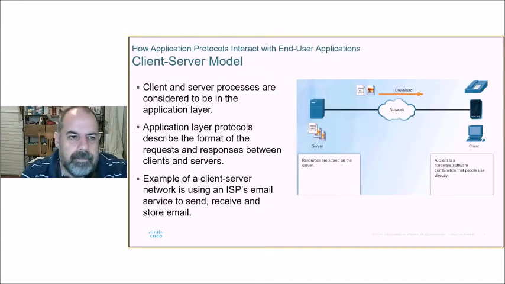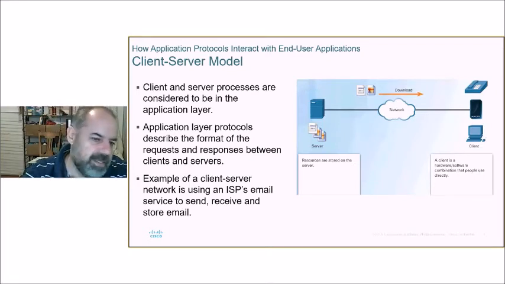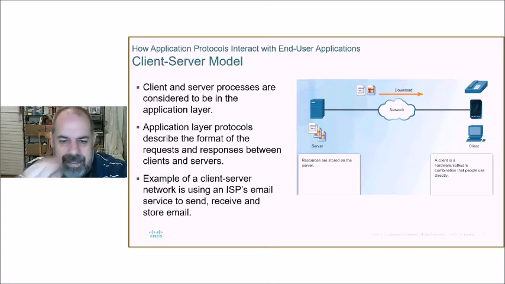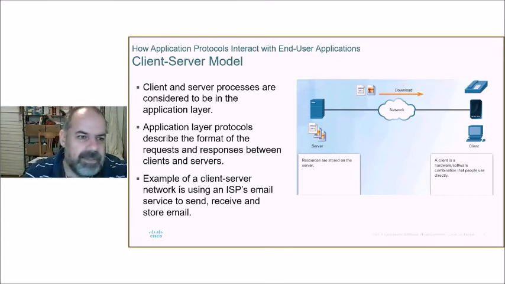Most of these connections we're talking about are client-server processes, and so you need to have this matched set. If you've got a web browser on your host, you need to connect to a web server on the server, and that's how you interact with the data that they want to move. Those client and server processes are considered to be application layer. Application layer protocols describe the format of the requests and responses between clients and services. An example of a client-server network is using an ISP's email service to send, receive, and store email.